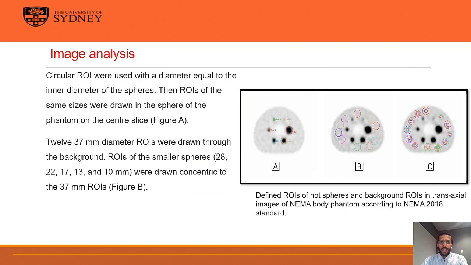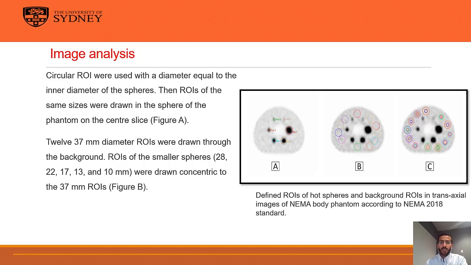The process of image analysis began with the selection of the central slice through the middle of the hot spheres, as well as the selection of 4 axial slices, 2 in each direction relative to the middle slice. As we can see in figure A, the regions of interest were drawn on each hot sphere. Circular ROIs with the same diameter as the sphere internal diameter were drawn, and subsequently ROIs of identical size were drawn on the background in the phantom on the central slice, as we can see in figure B.